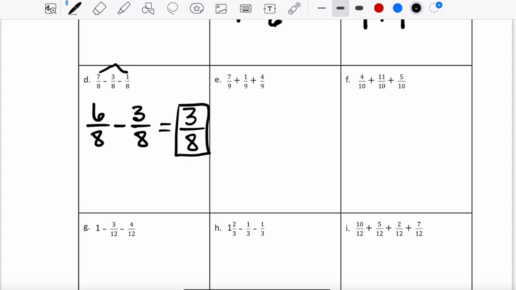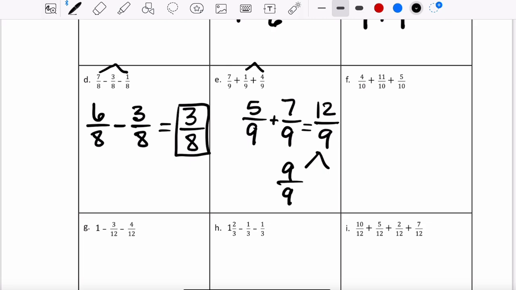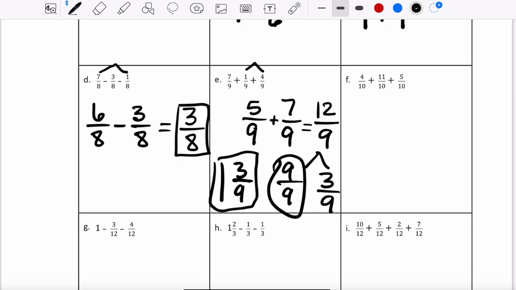All right, the next one, we have 7/9 plus 1/9 plus 4/9. So first, we have to think about, can we put any of these together? If I put 1/9 plus 4/9 together, I have 5/9. If I add that to 7/9, then 5 plus 7 would equal 12/9. Because it is improper, we're going to have to change that fraction to a mixed number. So we think, how many wholes can we take out? Well, we know 9/9 is 1 whole, and 3 would be left over, so that is 1 and 3/9. So 1 and 3/9 is our answer.